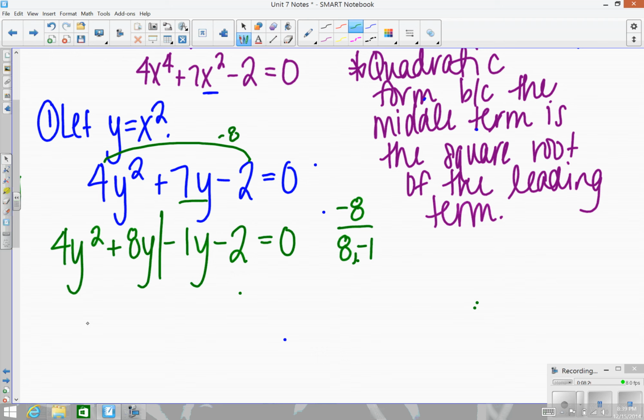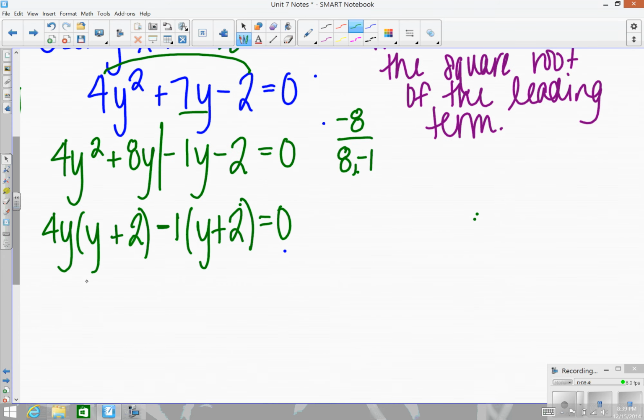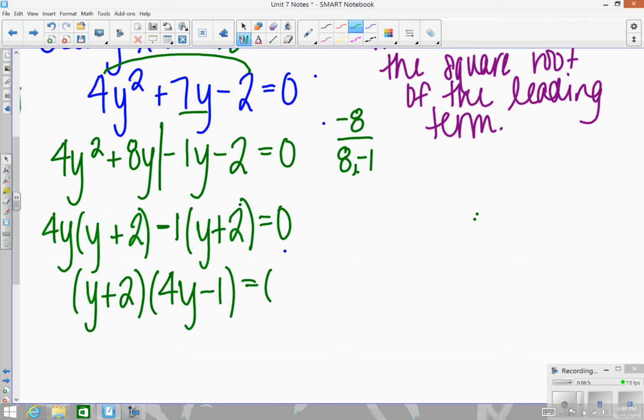Then we split this down the middle. I can factor out a GCF here, so I have 4y as a GCF, and I'm going to have y plus 2. And then here, we're trying to get a y plus 2, so we're going to have to factor out a minus 1. So I have a y plus 2 when I factor out -1. And then from there, you can factor out y plus 2, and you're left with 4y minus 1 equals 0.